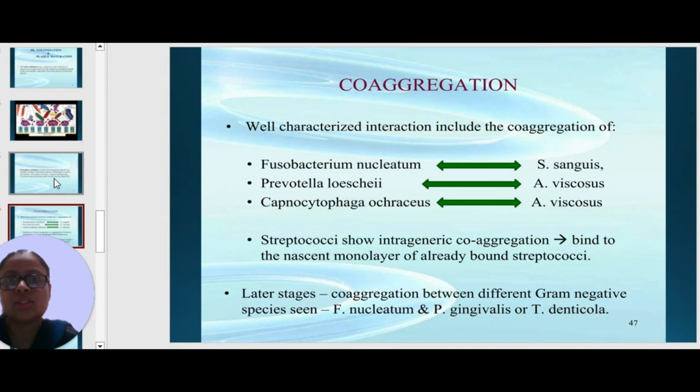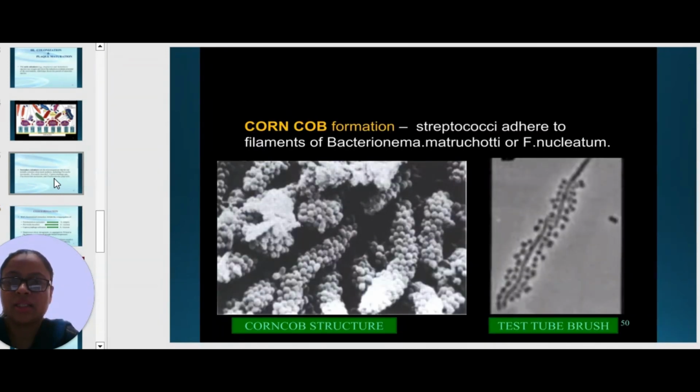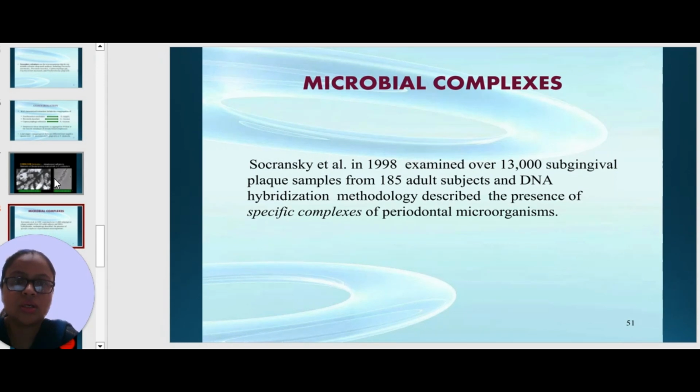Then in that stage, co-aggregation occurs. In co-aggregation, gram-positive and gram-negative bacteria interact with each other. In the later stage of co-aggregation, most of them are gram-negative bacteria, and they can also lead to corn-cob formation in the colonization stage.